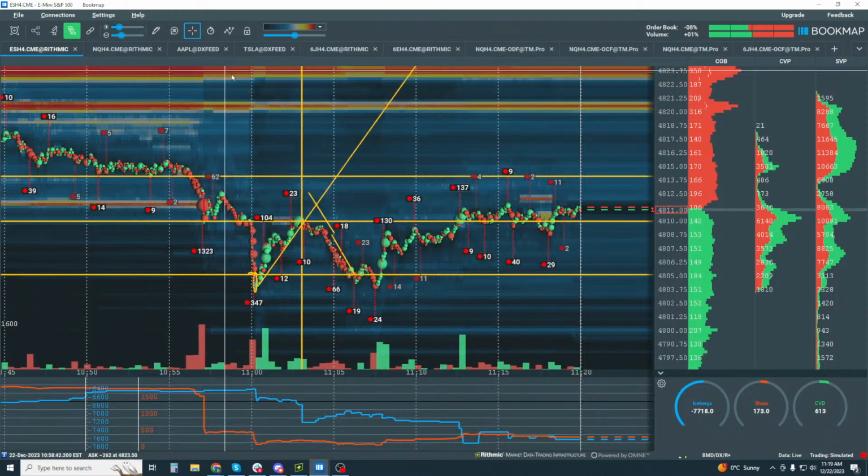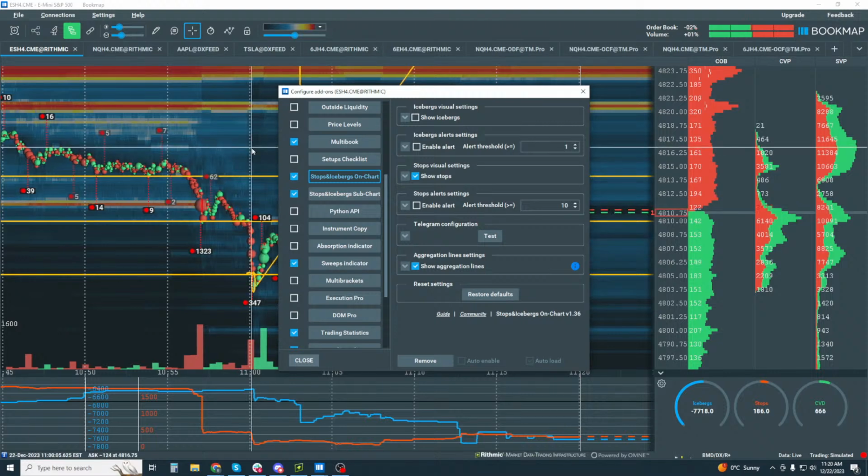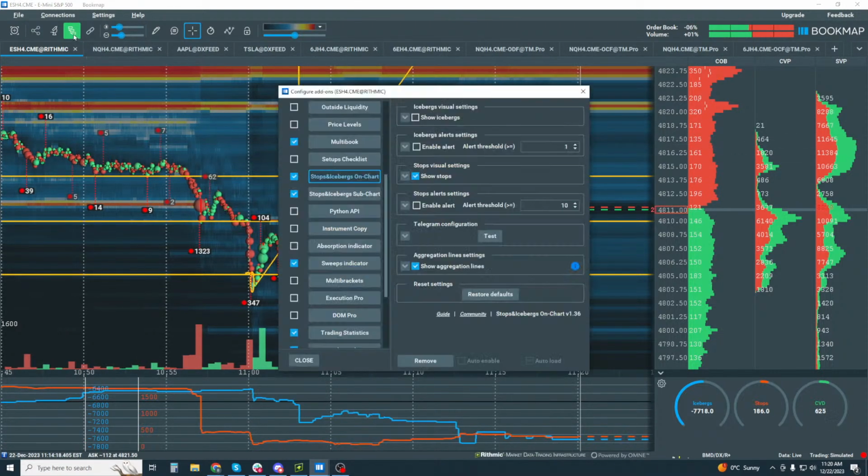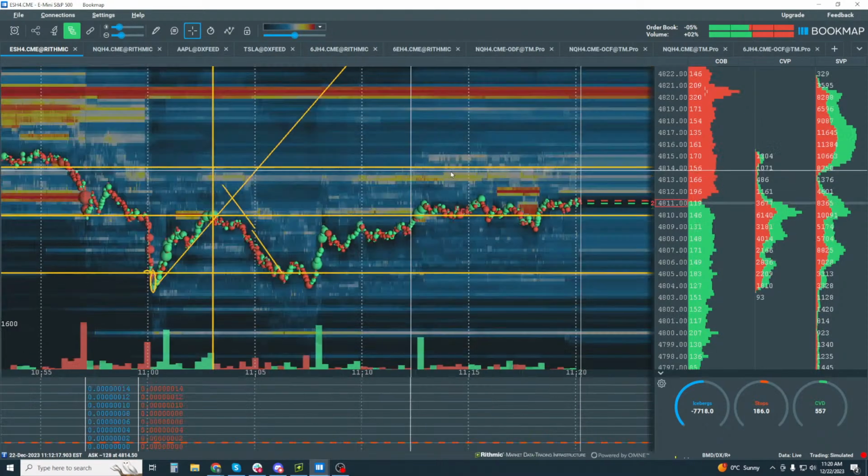All right, guys. Let's jump back to this market pulse. I think, yeah, I'm gonna clear all the drawings in here. I think no, let's leave them on. I'm just gonna get rid of stops and icebergs on chart. We have a little cleaner chart.